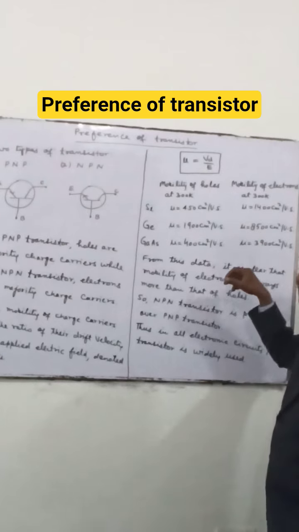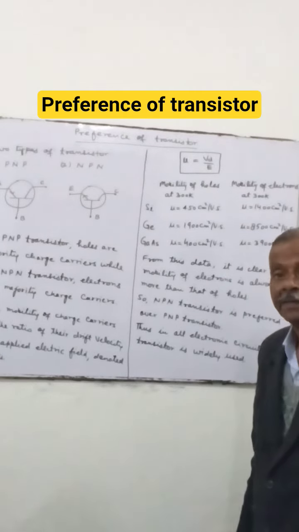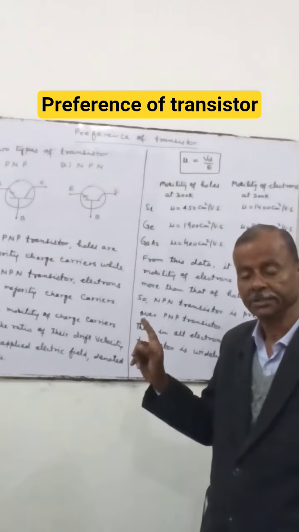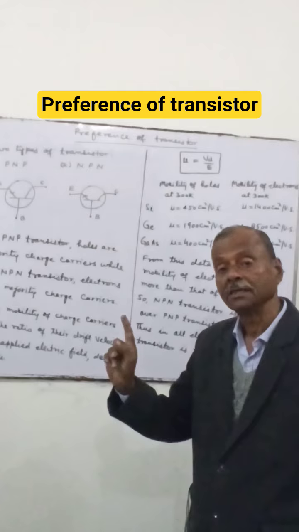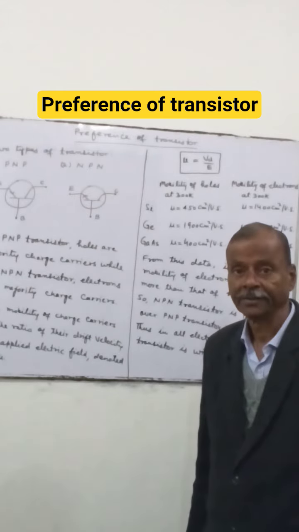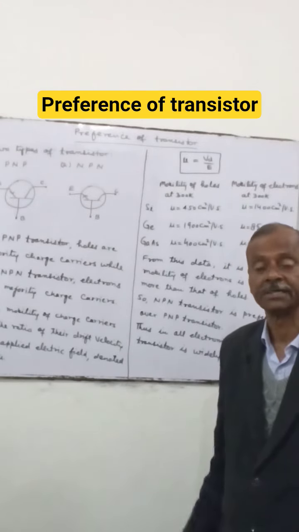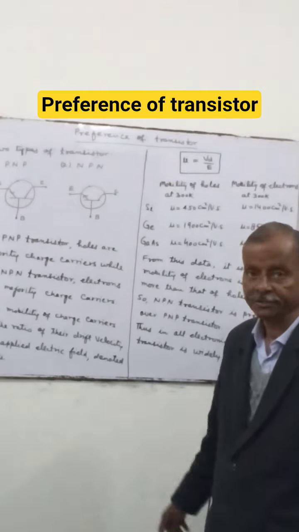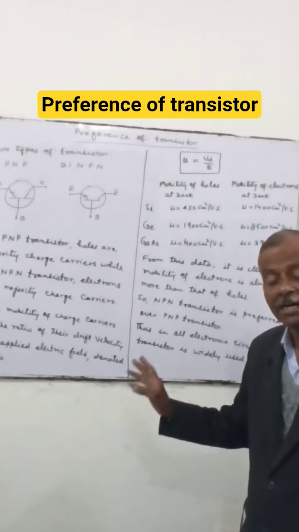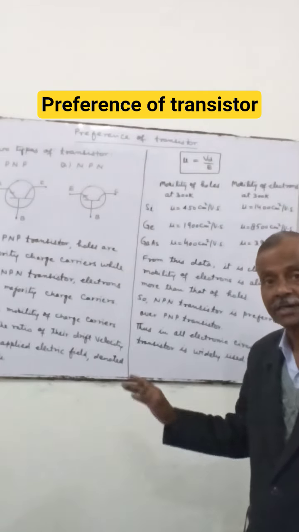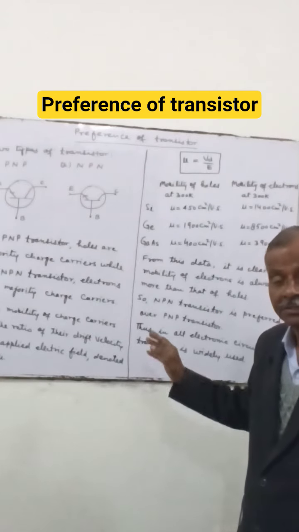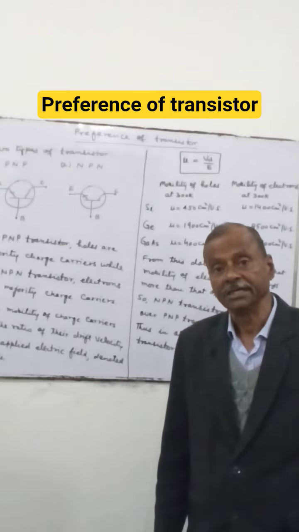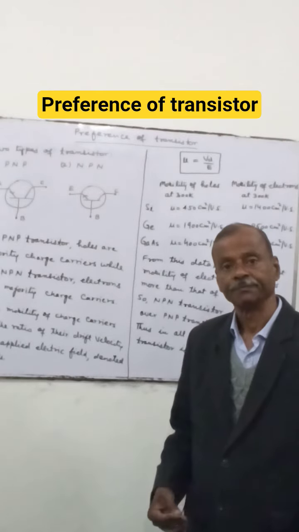From this data, it is clear that at room temperature, the mobility of the electrons is always more than the mobility of the holes. It means that the NPN transistor is the best one. This is why the NPN transistor is preferred in comparison to the PNP transistor. So in all electronic circuits, the NPN transistor is approximately used widely. So this is why generally the NPN transistor is preferred.